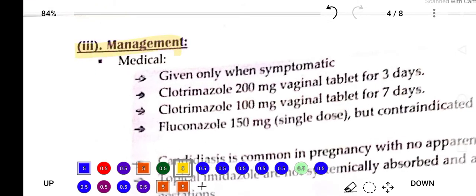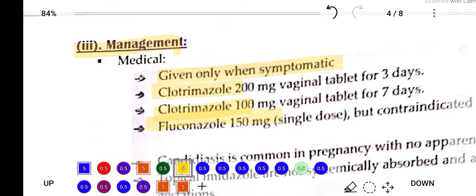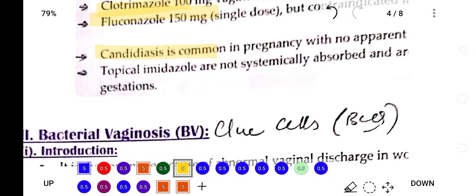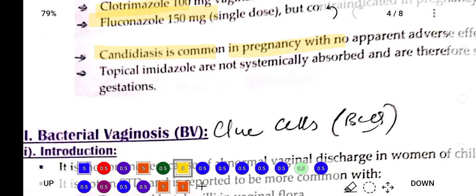So the management of this condition will be giving the patient symptomatic treatment, and along with that clotrimazole and fluconazole should be given to the patient if candidiasis is present. It is more common in pregnancy, so topical imidazole should be given to the patient.